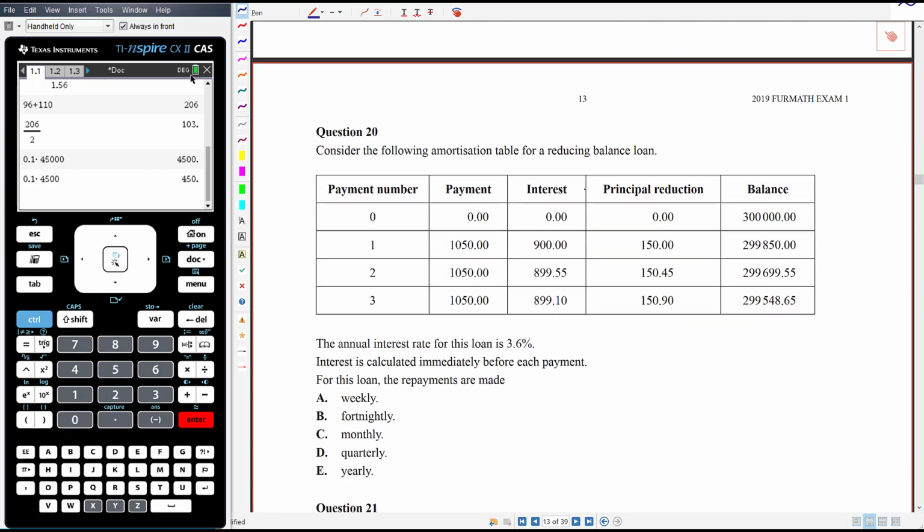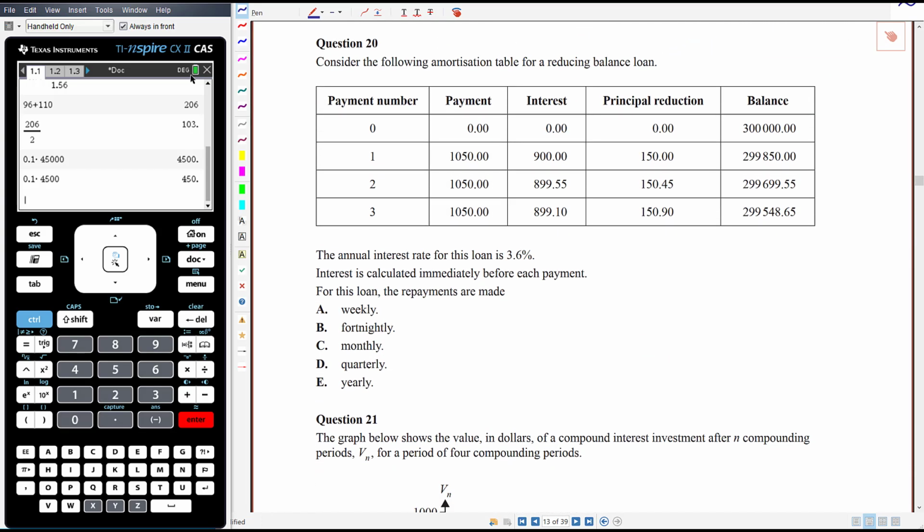Okay, question 20. Consider the following amortization table for a reducing balance loan. The annual interest rate for this loan is 3.6%. Interest is calculated immediately before each payment. For this loan, the repayments being made are weekly, fortnightly. Okay, so what we actually want to think about is what was the percentage of interest in the first payment. So the initial balance is $300,000 and the first amount of interest was $900. So we want to work out what is 900 as a percentage of 300,000.